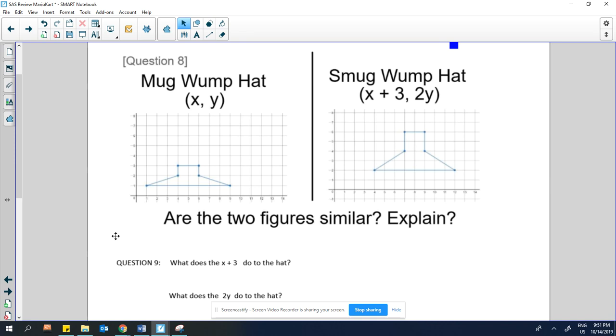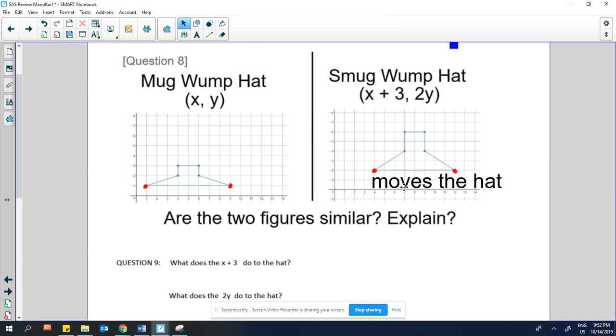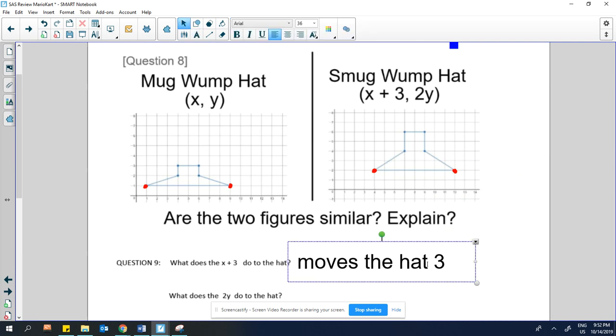Okay, so let's talk about what actually happens to the hat. Well, what does x plus 3 do to the hat? I want you to notice that this point went from 1 to 4, and this point went from 9 to 12. Okay, so what does x plus 3 do to the hat? X plus 3 moves the hat 3 to the right.